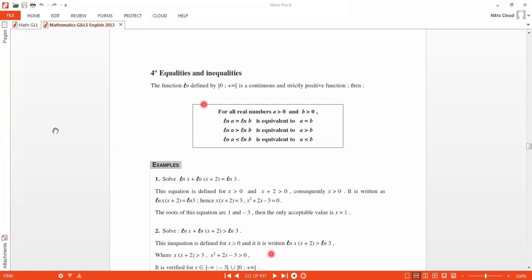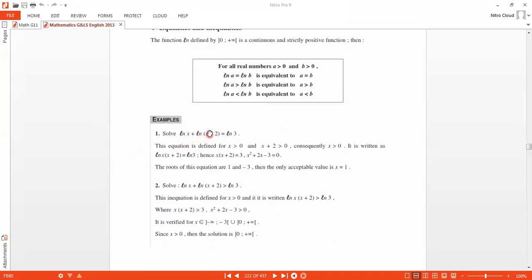If you look at these examples, look at the first one. We have len x plus len x plus 2 equals len 3. I told you that you should have one len to the left and one len to the right. I already have one len to the right, so I'm done with this side. I have to work on this side. This is the product property. So len x plus len x plus 2 will give me len x into x plus 2. So you do them as product.